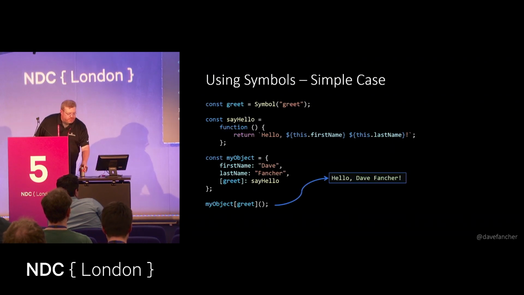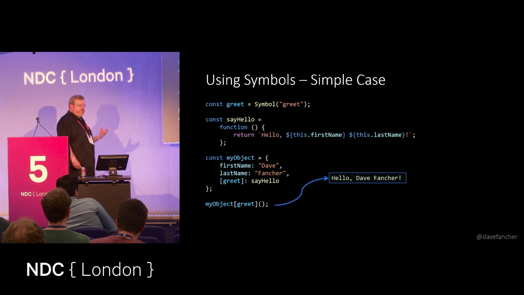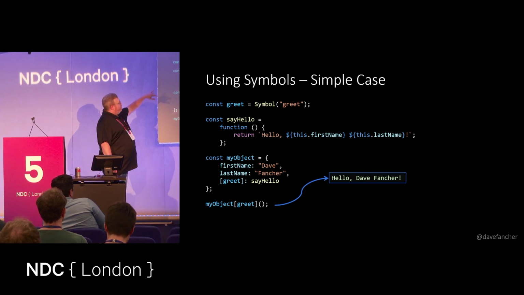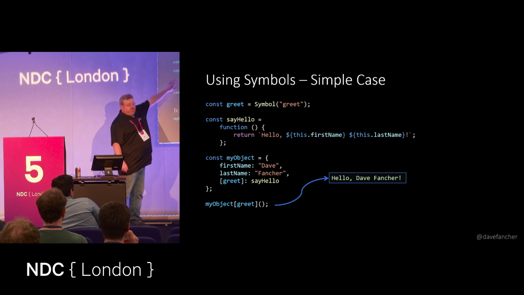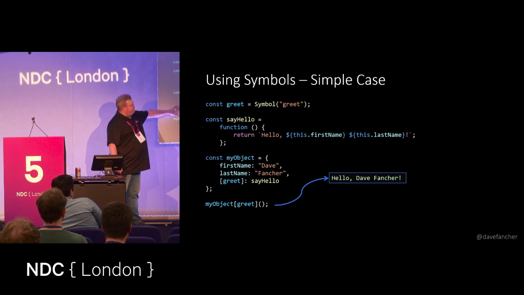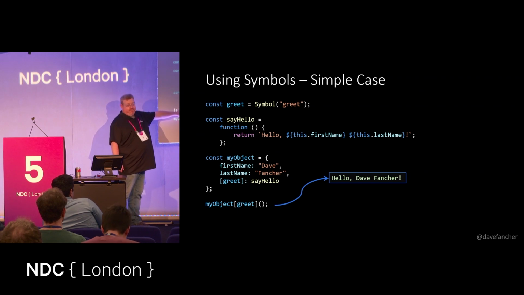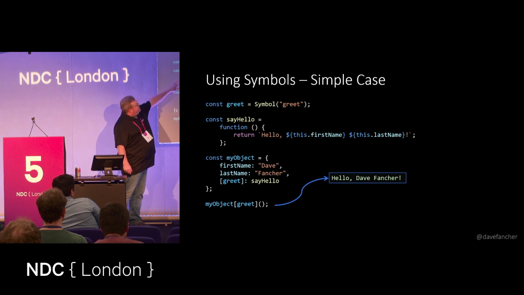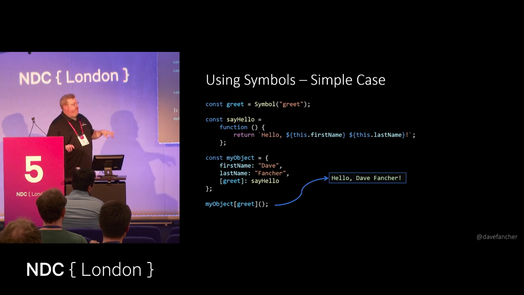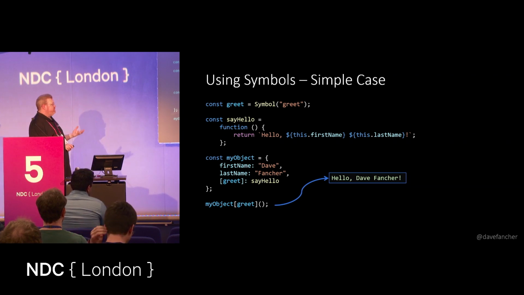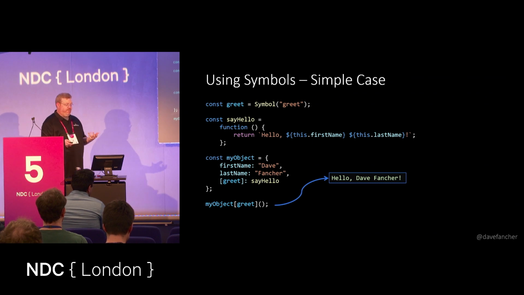So, a simple case for using these. Define a symbol, which I'm just labeling as greet, and have a function called say hello. I'm going to attach say hello to an object with a bracket syntax because it's an expression value. It's not just a name. The key is actually the symbol. And then we can invoke that function as we would reference anything else more dynamically. Just put it in brackets, make it look like an array.